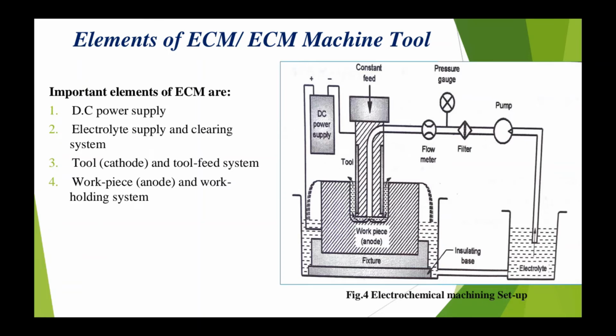Here I have shown the setup. In that we have the different important elements of this electrochemical machine. First, we require a power supply, that is a DC power supply. Then we need the electrolyte supply and cleaning system. Then we should have the tool, that is the cathode, and the tool feed system also. And important, the workpiece, that is the anode, and the workpiece holding system. So here you can see all the elements I have shown. Now we'll see each element in detail.